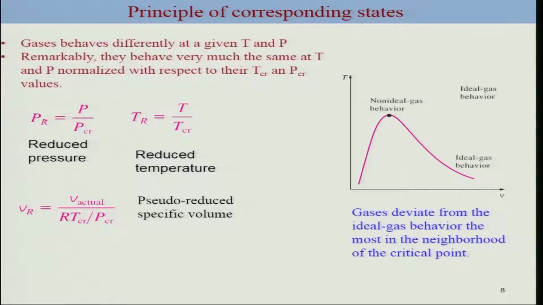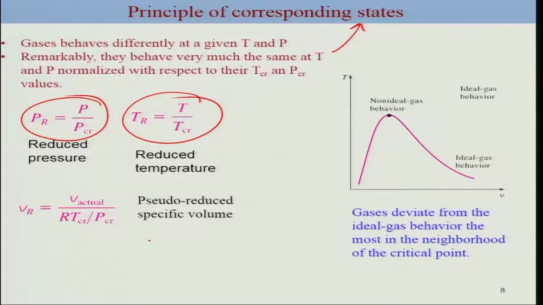So this is what we call the principle of corresponding states, and this is the basis of that, where we make use of the reduced pressure and reduced temperature, which is nothing but the pressure divided by the critical pressure of the substance, and the same with the reduced temperature. And you can also calculate VR.